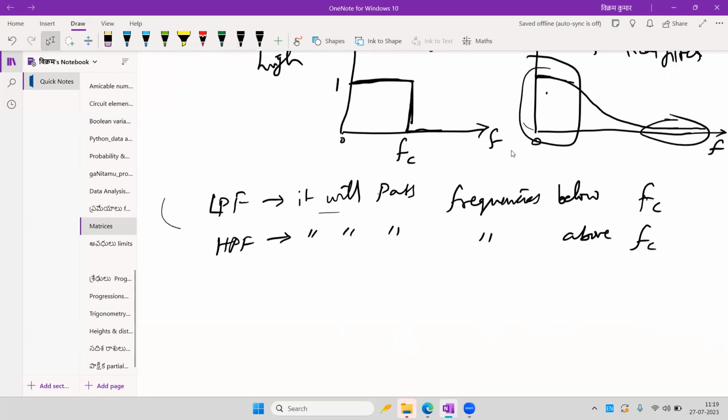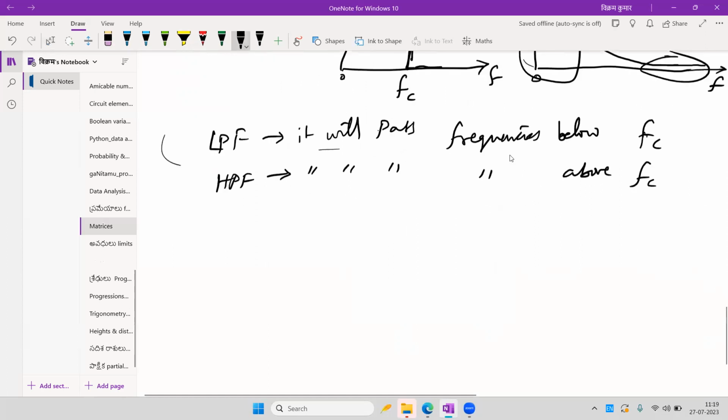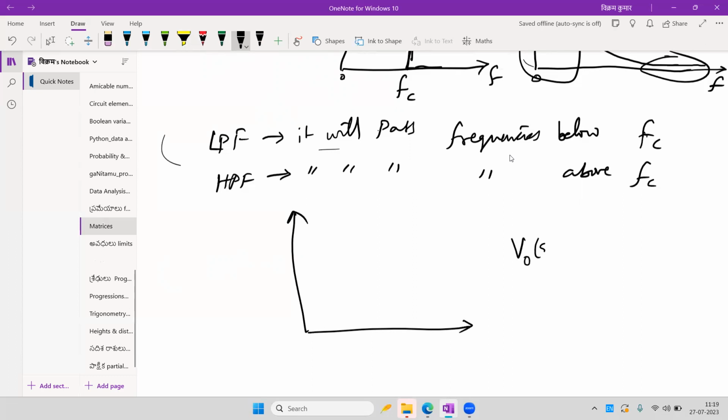Now I will try to draw more accurately. Whatever I have drawn is a rough estimate. Let me draw in a better way. Let me do the same thing in the time domain. We have V naught of S equal to 1 by RCS plus 1 times Vi of S. Let us take an impulse input.